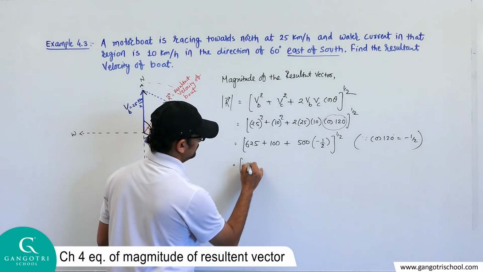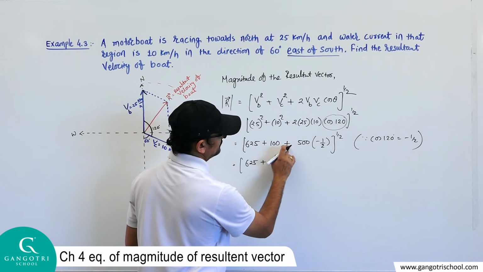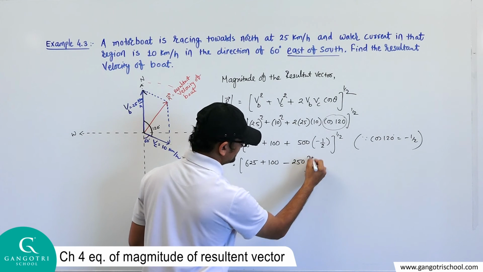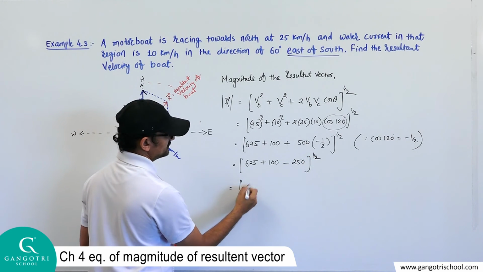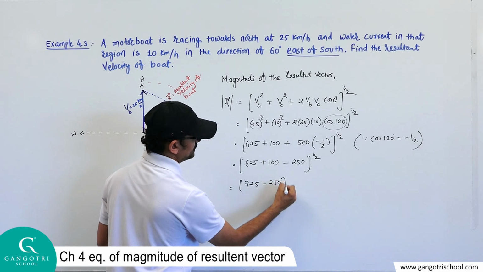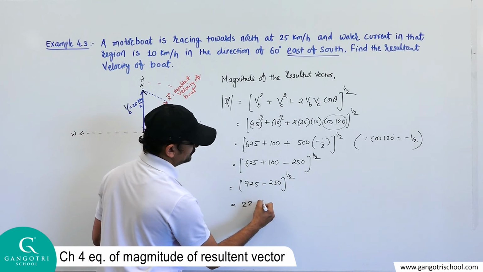Okay, so this is 625 plus 100. This negative sign will come here, minus 500 by 2 is 250, all raised to 1 half. This is 725 minus 250, all raised to 1 half. The final answer will be approximately 22 kilometers per hour.